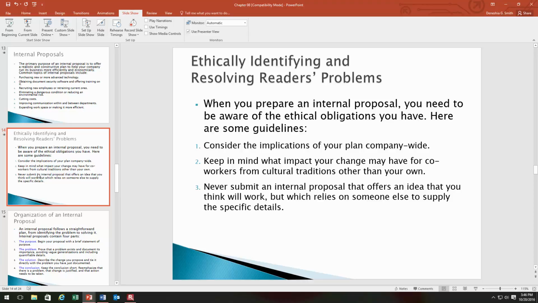And never ever submit an internal proposal that offers some grand idea that you think will work, but relies on someone else to get it done or to supply the specific details. If it is your idea, ideally you would be leading the charge for it. You would be the one in the trenches getting it done. You don't want to come up with this great idea that would put more work on someone else, right? You want to make sure that it's something that you can participate with and possibly take a lead in, okay? So that you're sharing that workload if your proposal is accepted, okay?